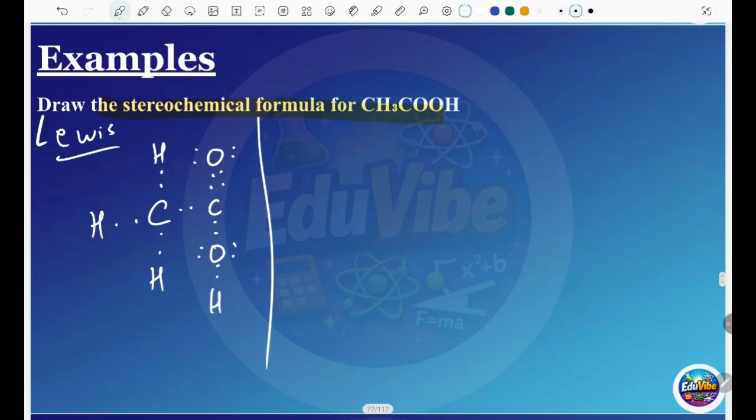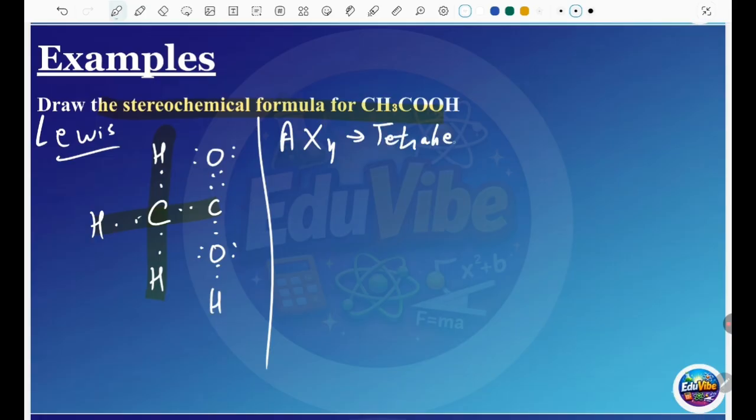But if we divide this whole structure, we can actually make two to three parts of it. So how can we make this? Firstly, look at this one. If we notice this C as the central one, we have 1, 2, 3, and 4 atoms around it. So we have one central atom denoted by A, and X we have 4 of them. So AX4, as we made in the previous question, is tetrahedral.